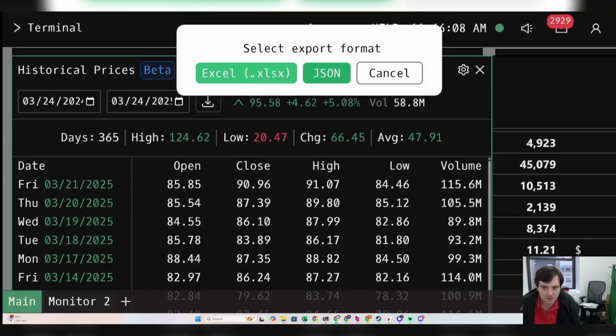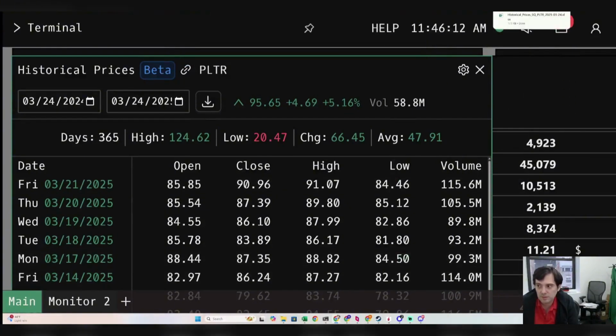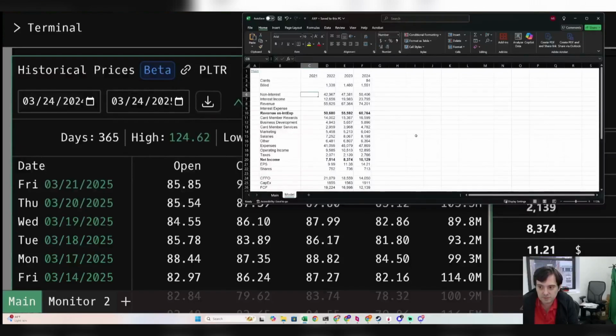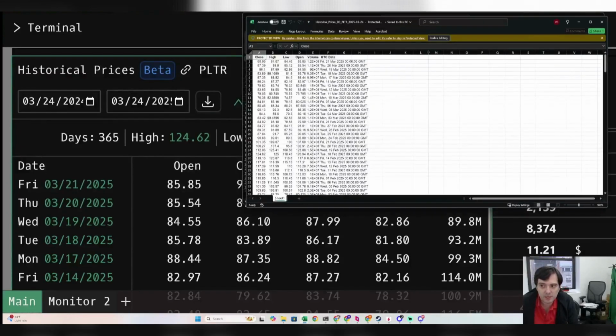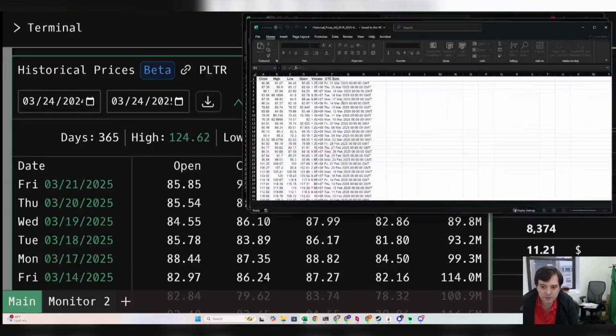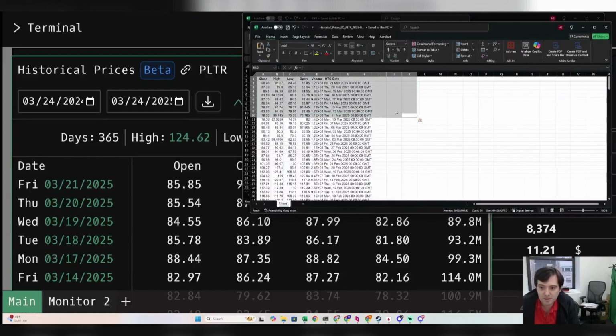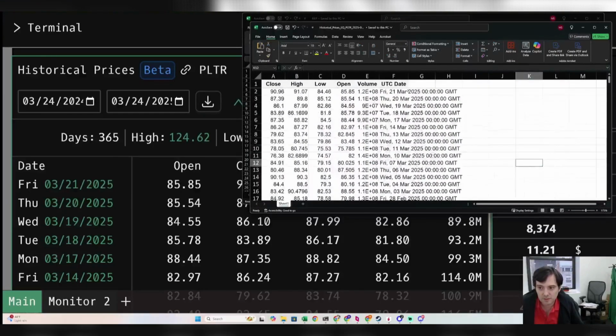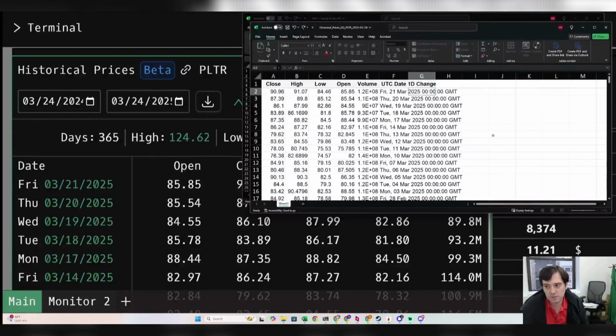And I want Excel, but for some of you programmers, you might want JSON, but let's just do Excel. All right, here's the Excel. By the way, Yahoo Finance will not let you do this for free, which is crazy. So here's the data. And here's the simple, you do 1 day change.